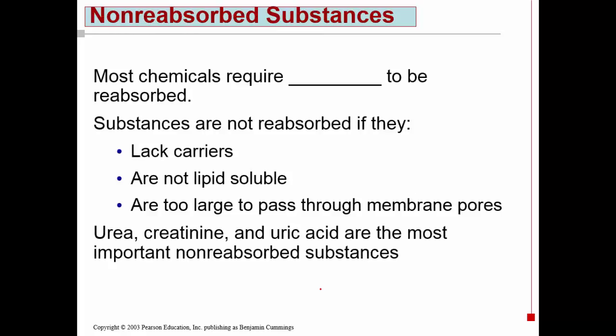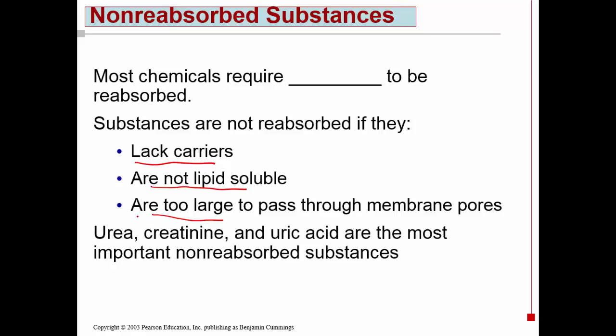Substances which are not reabsorbed from the PCT back into the blood are chemicals that usually lack carriers. In other words, one of the transport processes, facilitated diffusion, requires a carrier to help the substance back. So substances that don't have carriers can't be reabsorbed. If they're not lipid soluble, a lot of times it's harder to get back in, or they might just be too large to pass across the PCT and into the blood vessel.